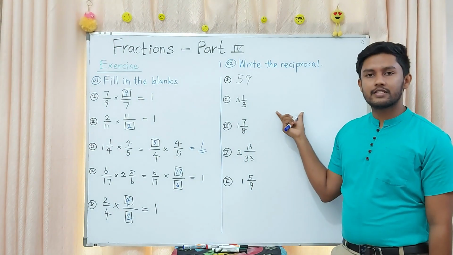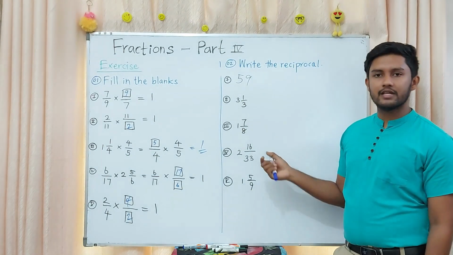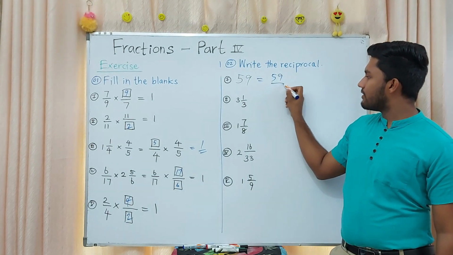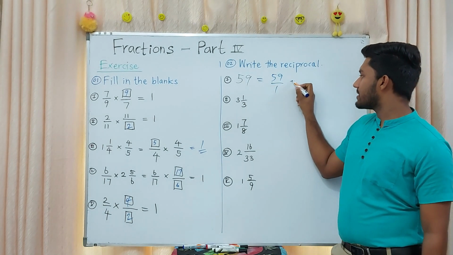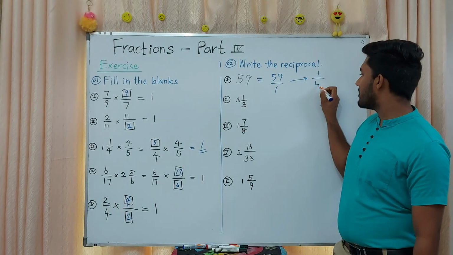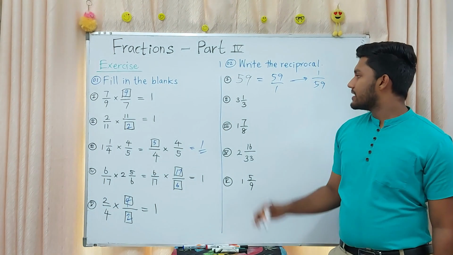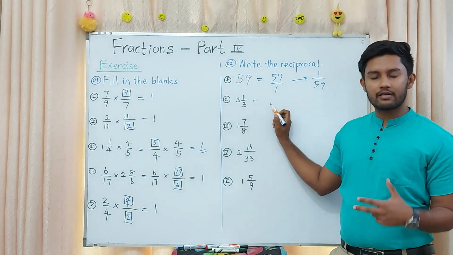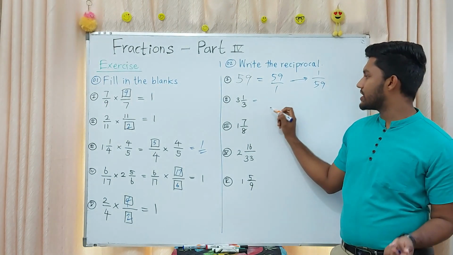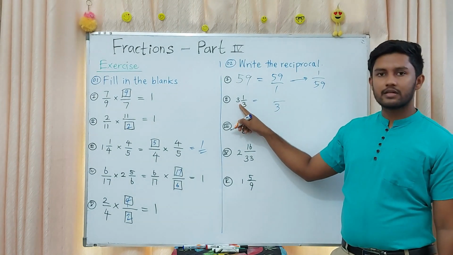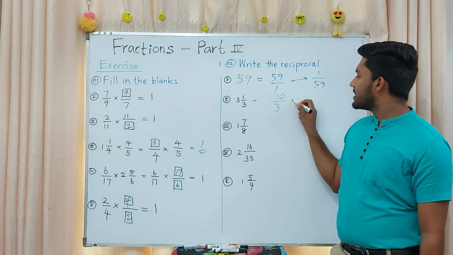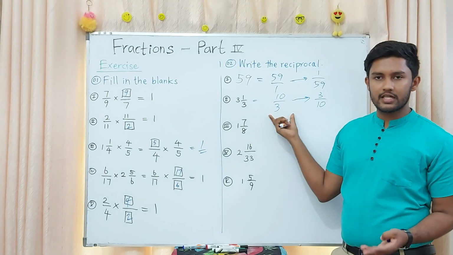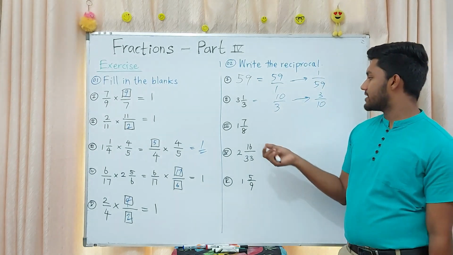Then the second question is write the reciprocal of these fractions. Then 59 equal 59 over 1. That means the reciprocal is 1 over 59. Then 3, 1 over 3 means we want to convert it into an improper fraction. 3 into 3, 9. 9 plus 1, 10. 10 over 3 means 3 over 10. We want to interchange the denominator and the numerator.